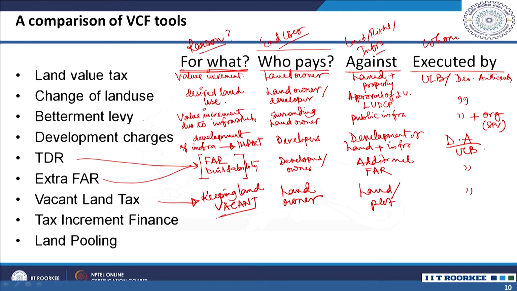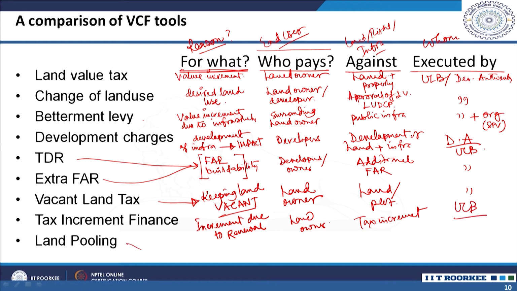Tax increment finance is also paid because of the increment due to renewal. It is paid by the landowner against the tax increment in that zone, and it can be executed by the urban local bodies or the local government.